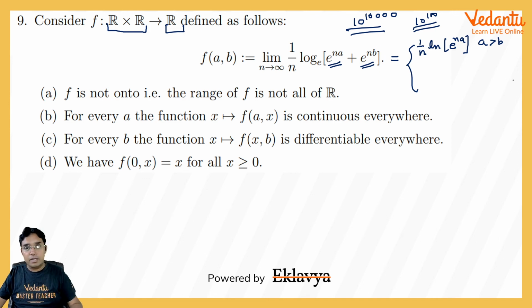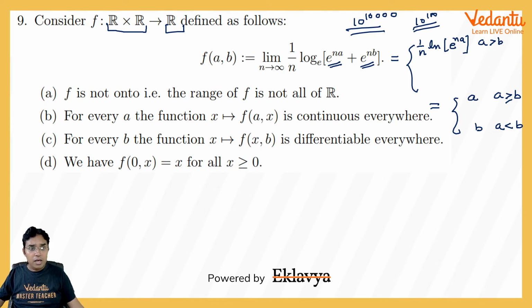I will tell you another method of this. After calculation you can see it will become just a, because ln of e power na is na, and n will get cancelled. Similarly, it will be b when a is less than b. For a equal to b, you can choose either a or b, it is the same thing. You can put it here also, you can check, it will become only a.